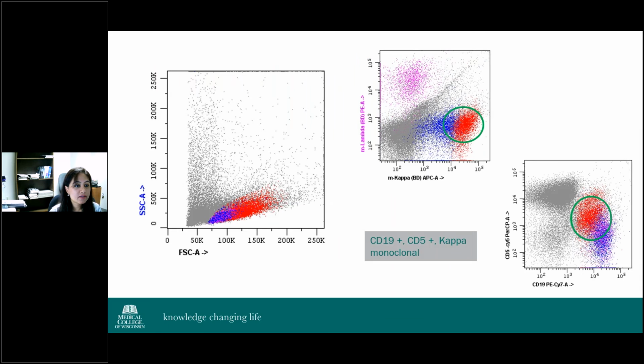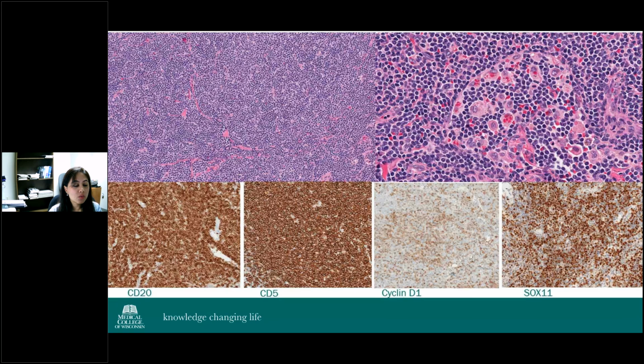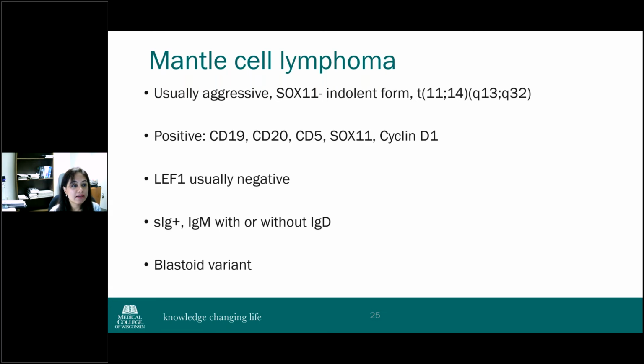Looking at the flow from this case, we had a CD19 and CD5 positive population, which right over here we can see was kappa restricted. So this was the excisional biopsy. As you can see, there is a proliferation of small irregular lymphocytes, which is completely effacing the architecture of the lymph node. There were epithelioid histiocytes associated with it. On immunostaining, most of these were CD20 positive. They were co-expressing CD5, cyclin D1, and SOX11. So this was a case of mantle cell lymphoma.